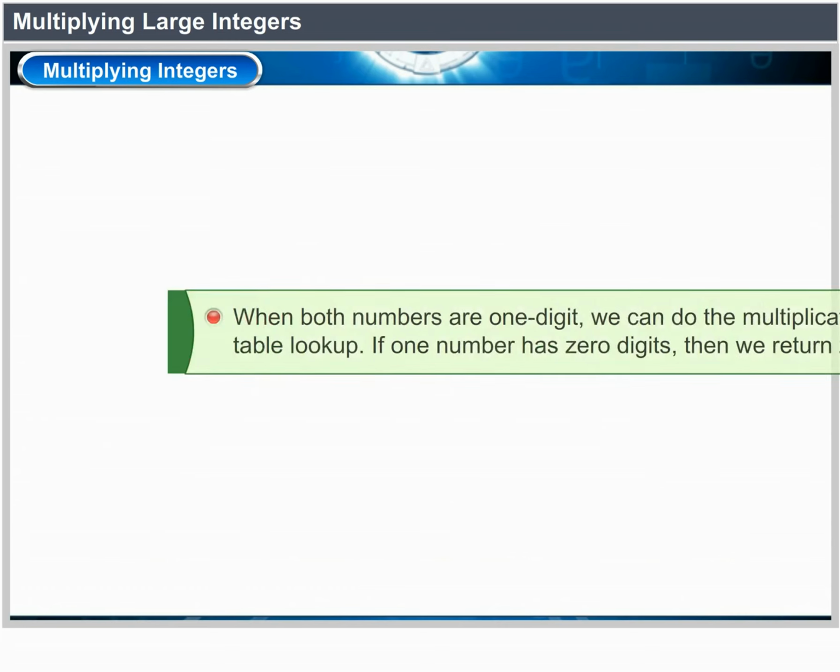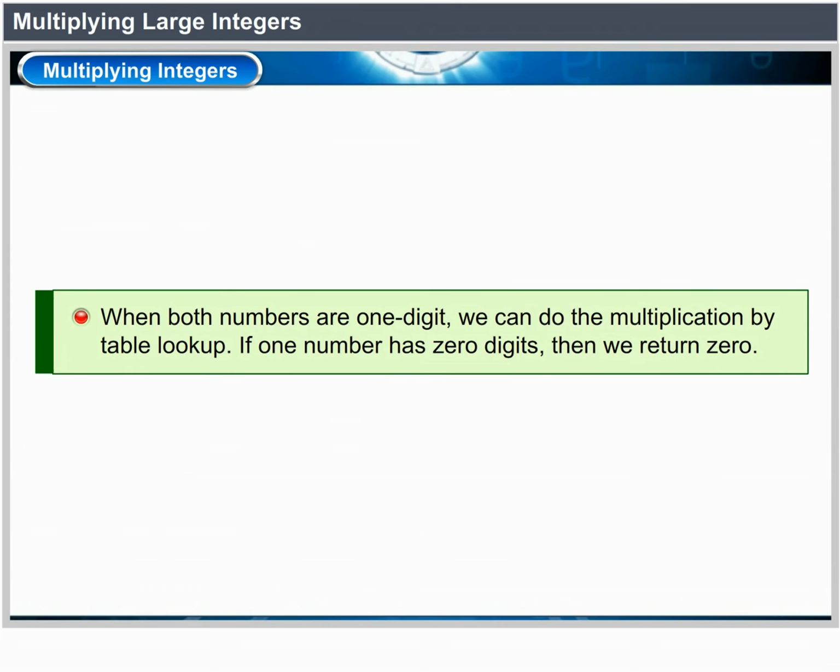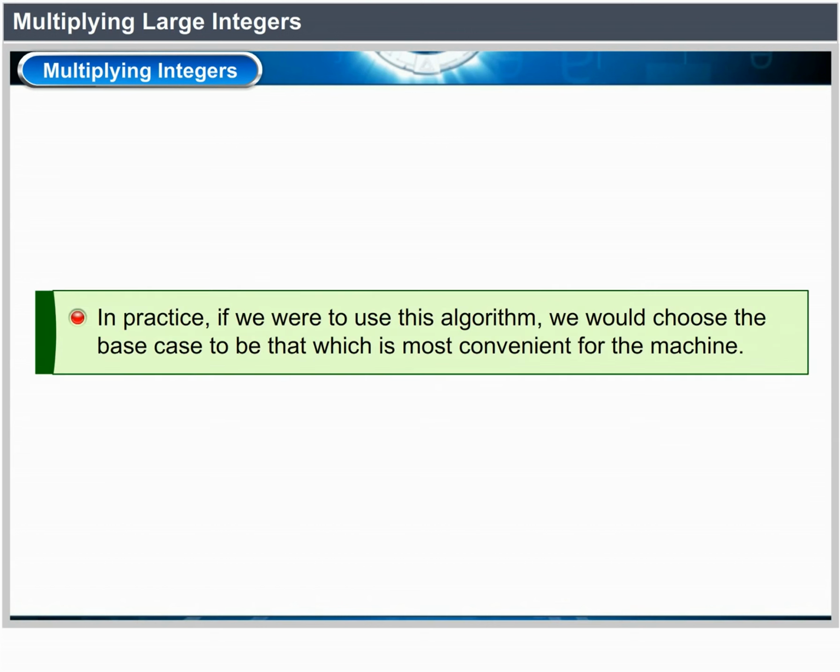When both numbers are one digit, we can do the multiplication by table lookup. If one number has 0 digits, then we return 0. In practice, if we were to use this algorithm, we would choose the base case to be that which is most convenient for the machine.